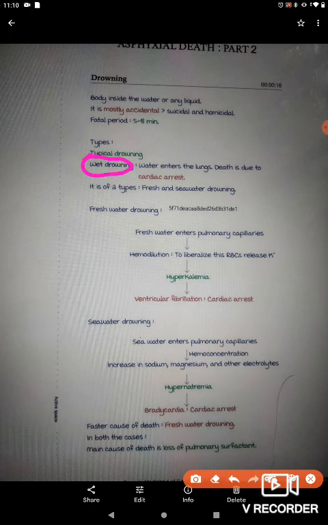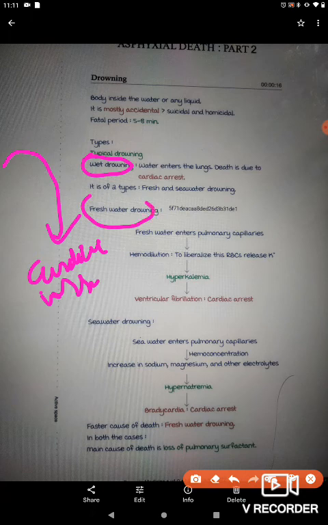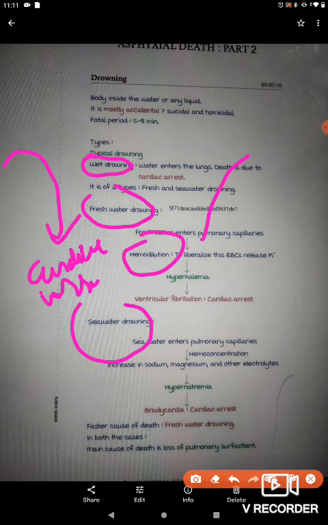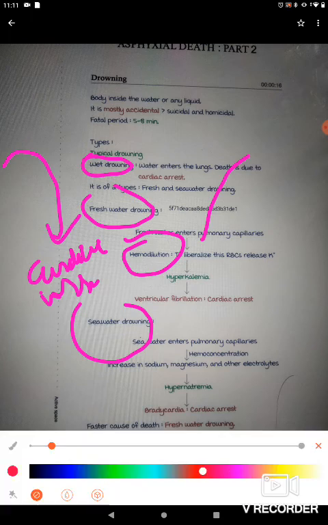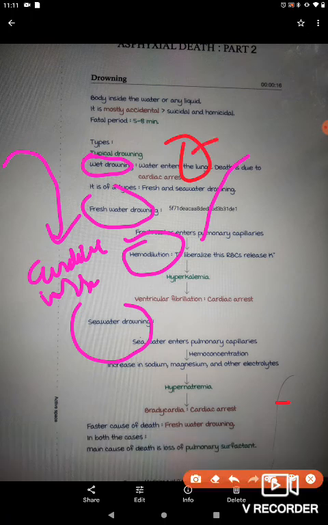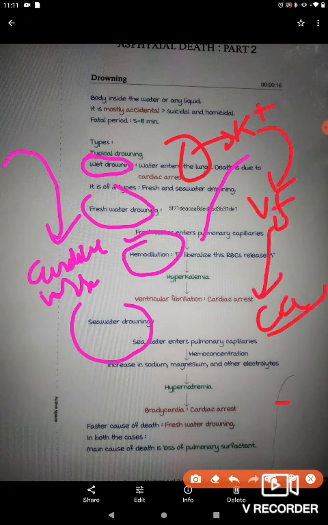Wet drowning is simply water entering inside the lungs, and it leads to cardiac arrest by several mechanisms. We will see how. First is freshwater drowning, then seawater drowning. When freshwater enters the lungs, hemodilution occurs. After the hemodilution, the RBCs release potassium ions, and because of hyperkalemia, ventricular fibrillation occurs. Ventricular fibrillation leads to cardiac arrest and death.